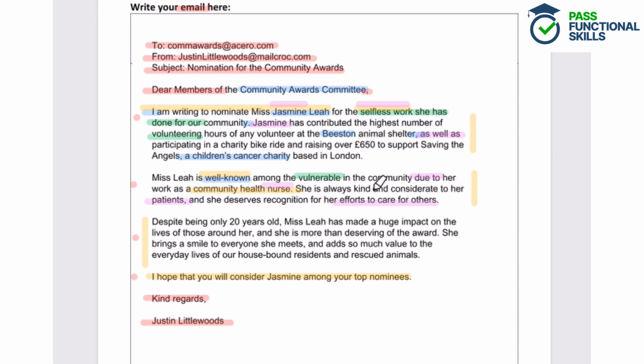We've also got and to join some ideas together. So she's not just kind, she's also considerate. And then we have despite to create a contrast here. So she's only 20 years old. However, she's made this huge impact. And we have another and to add some additional information to the sentence. So think about how you can use connective words and commas and punctuation to add additional information to each of your sentences. This will help you to join your ideas together, make them flow really well, and make your answers cohesive.